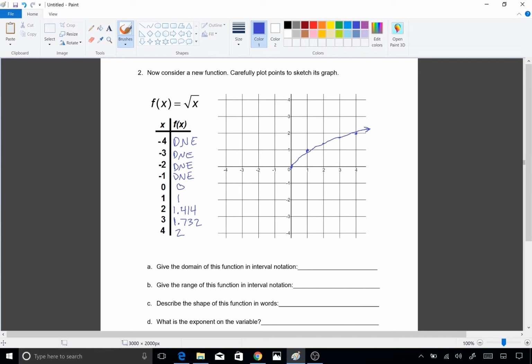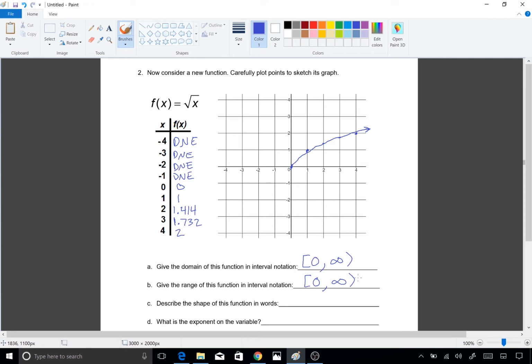What is the domain? The domain is everything x can be. X can't be less than 0, but it can equal 0. We'll use a square bracket. There is no limit on x once it's positive, so the domain is 0, infinity. What is the range? The range is everything y can be. That's everything the square root of x can be. The square root of x is always positive, but it can keep increasing forever. So the range is 0 to infinity as well.